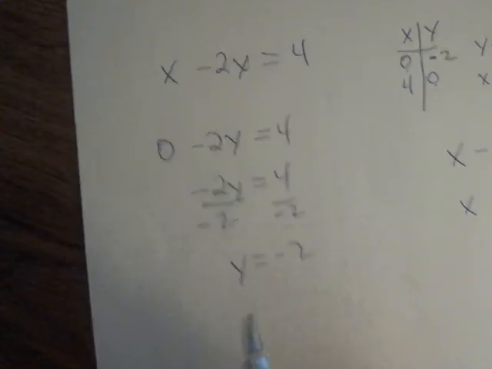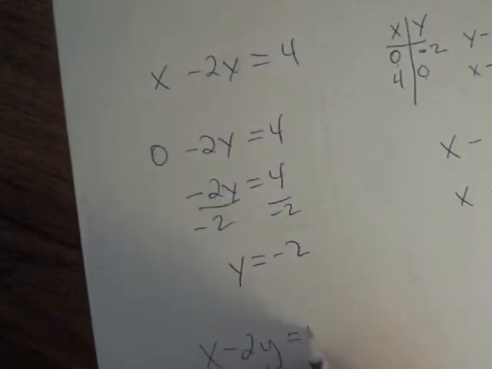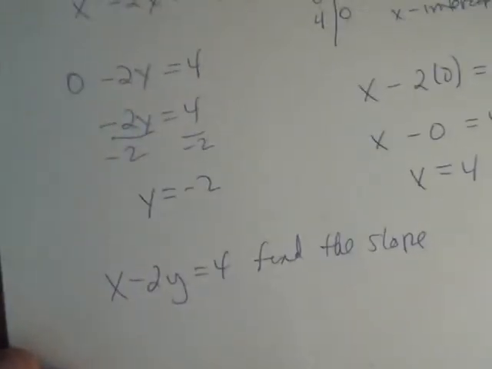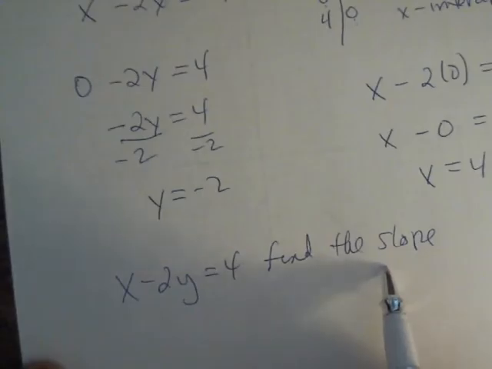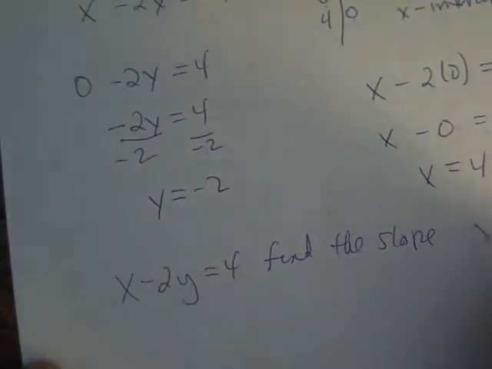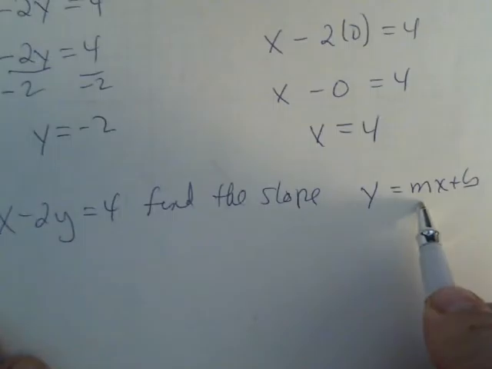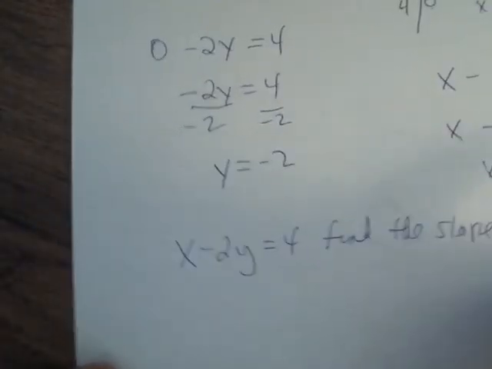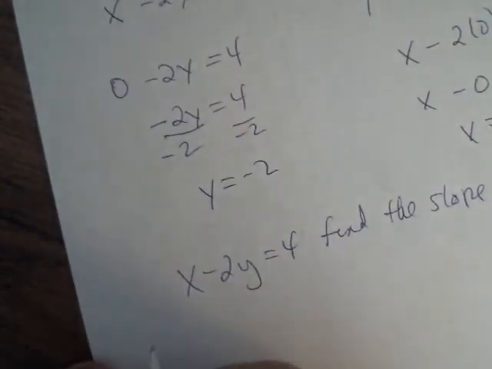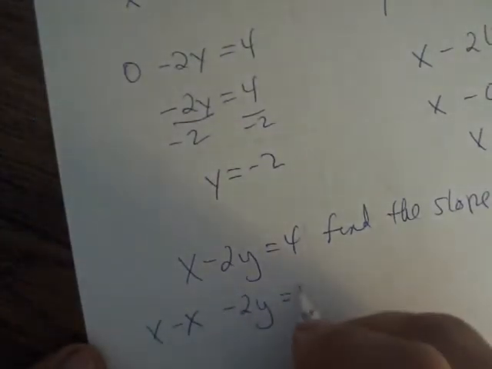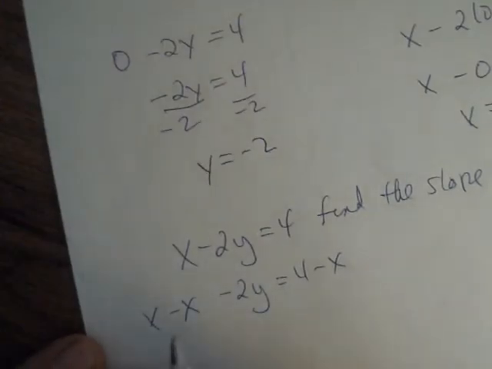So let's say they just gave me this equation here and asked me to find the slope. Well, I can find the slope by putting the equation in slope-intercept form, which is y equals mx plus b. Whatever this number is times the x is your slope. Whatever the b is, that's your y-intercept. So I have to get y by itself. So I'm going to subtract x from both sides. These cancel.